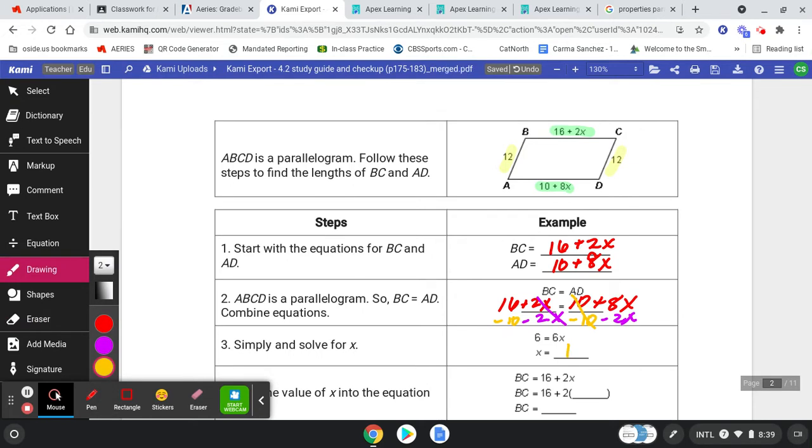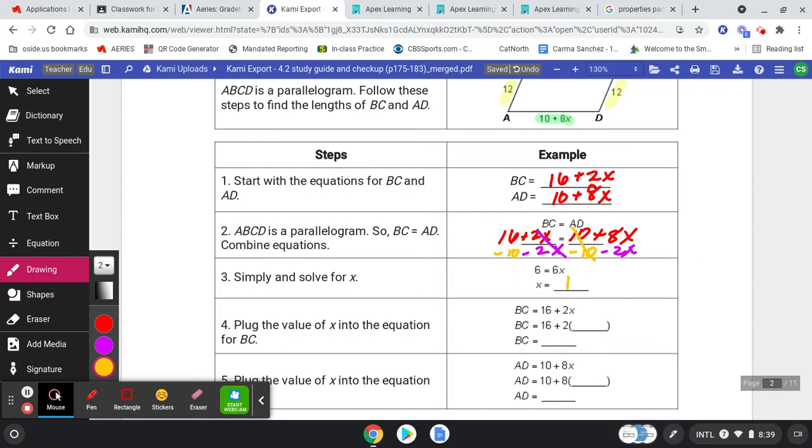So all that work was to find the value of x, but now they asked us for the length of BC and the length of AD, so we have to go plug that x value in.